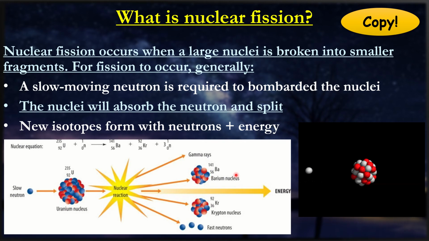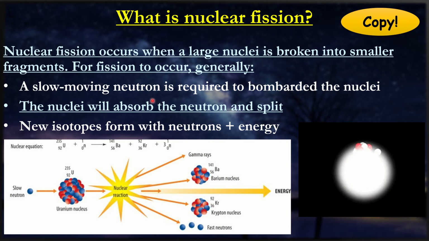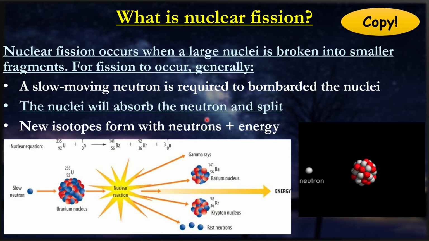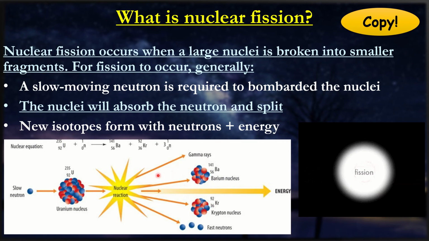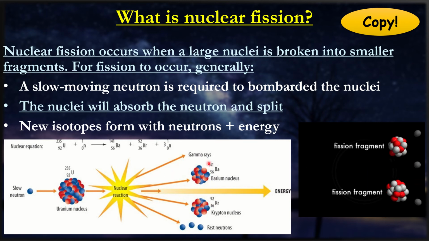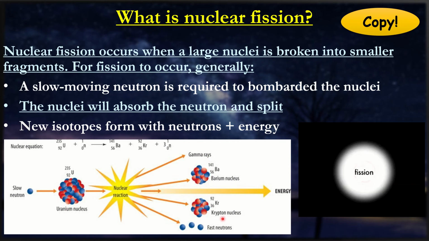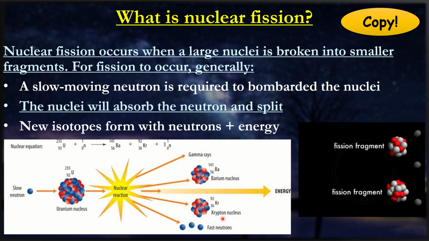Nuclear fission occurs when you have a really large unstable nucleus that breaks into smaller fragments. Generally, to get nuclear fission to occur, we need a slow-moving neutron to bombard the nucleus. That nucleus will absorb the neutron and split apart, producing new radioisotopes, energy in the form of gamma rays, and 3 fast-moving neutrons. In some other contexts they have 2, but that's usually the process of nuclear fission.